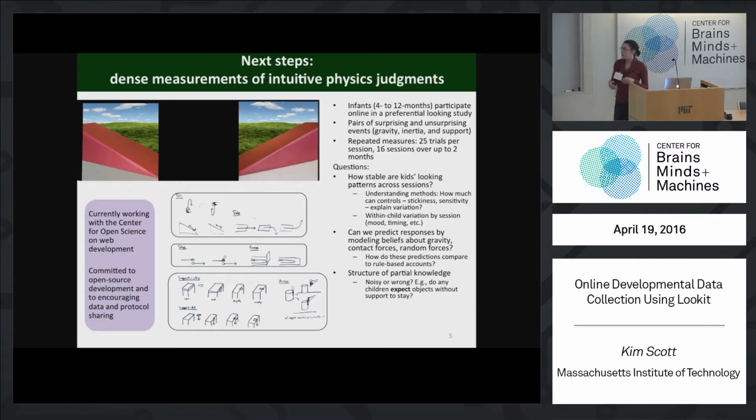With this data, we're hoping to better understand the structure of kids' beliefs about physics, as well as the structure of our measurements. So when we look at preferential looking, how much is that influenced by things like the child's mood and attentional state? We're continuing development on this platform with the help of the Center for Open Science. We're very committed to open source development, so we're really looking forward to opening this up to other researchers.